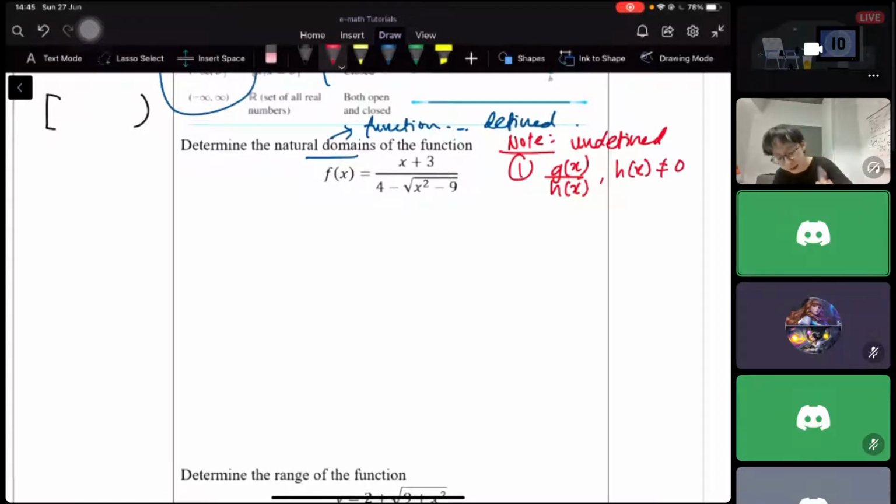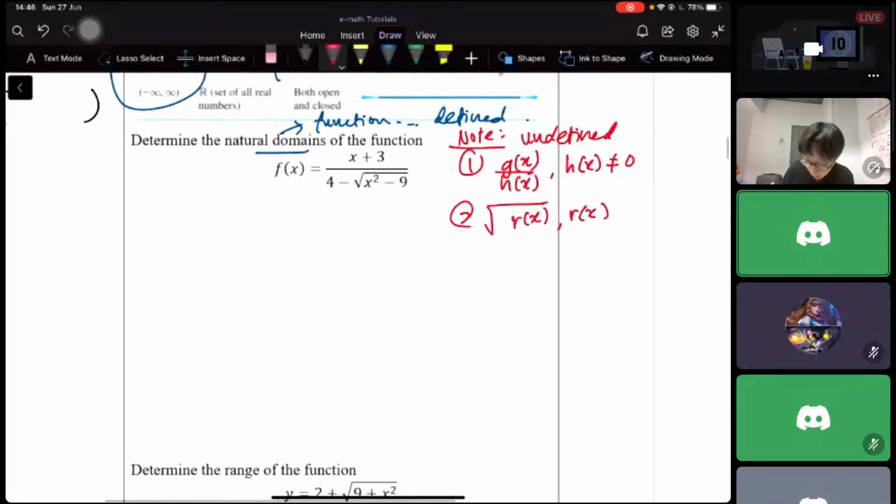And another thing that you want to take note of is, if you have something under a square root, say r(x), your r(x) cannot be negative, isn't it? You cannot take the square root of a negative number unless you want to go to a complex form. So r(x) must be greater than. Can it be 0? Yes, it can be 0. Must be greater than or equal to 0.